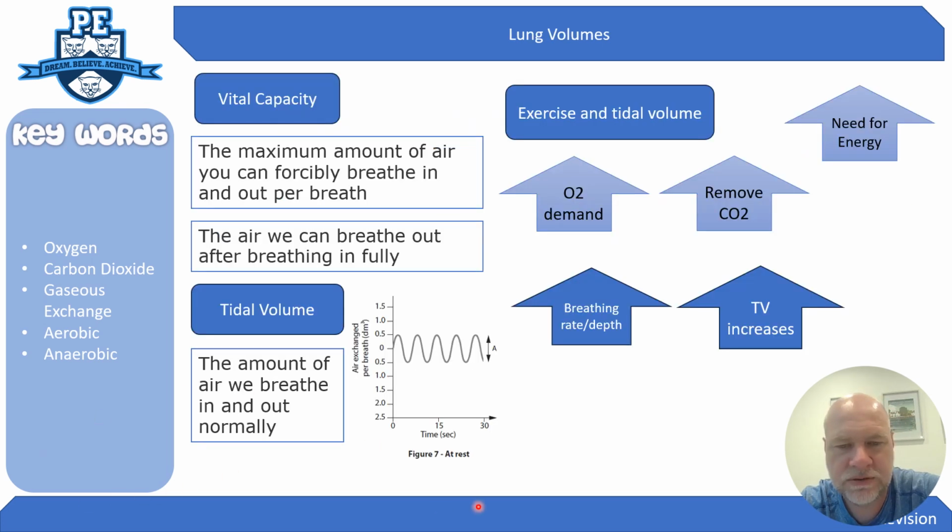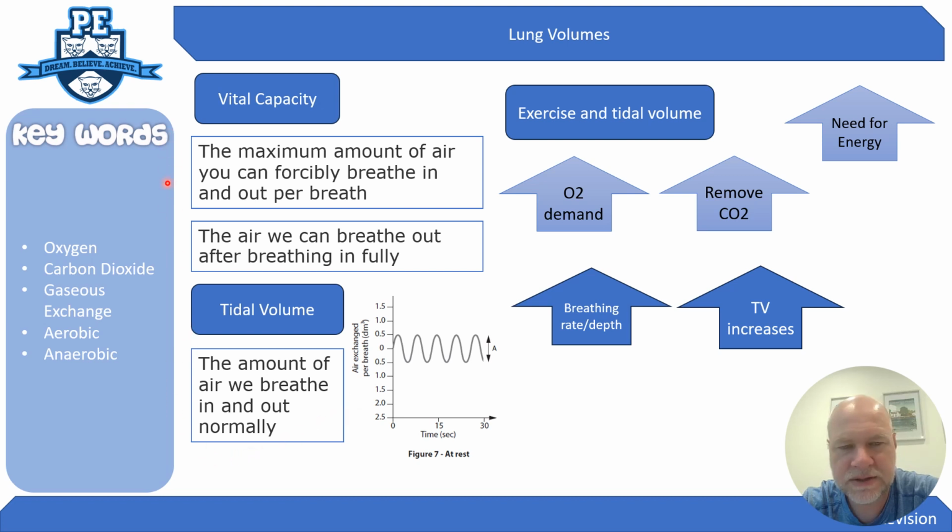Right, another type of question you'll face is lung volumes. The first areas that you need to define in lung volumes are vital capacity and tidal volume. More often you will get asked to either tick the right answers in multiple choice or write them out. Vital capacity is the maximum amount of air you can breathe in and out in one breath. And the next one is tidal volume, which is the amount of air we breathe in and out normally, in our normal breathing rates.